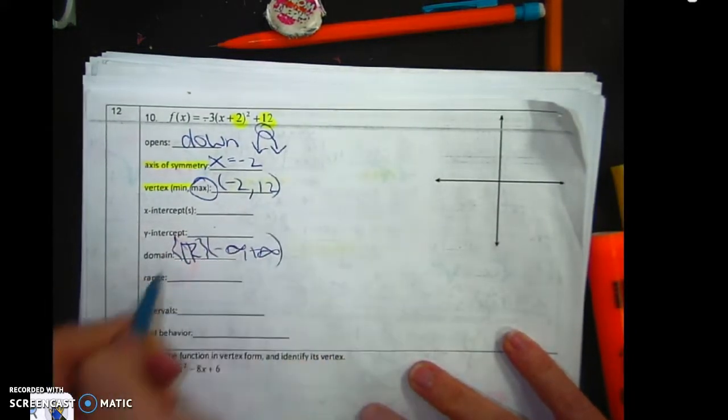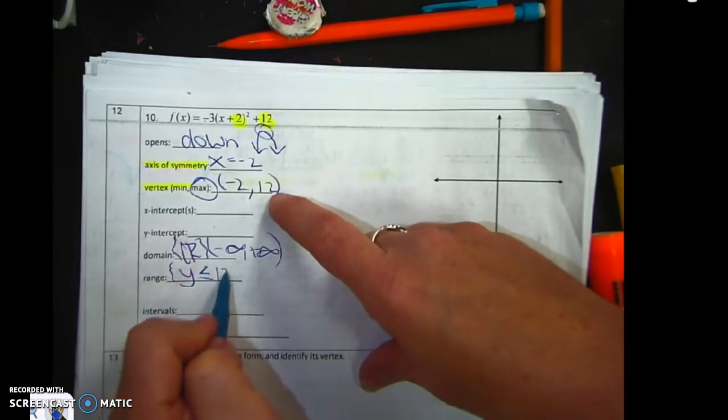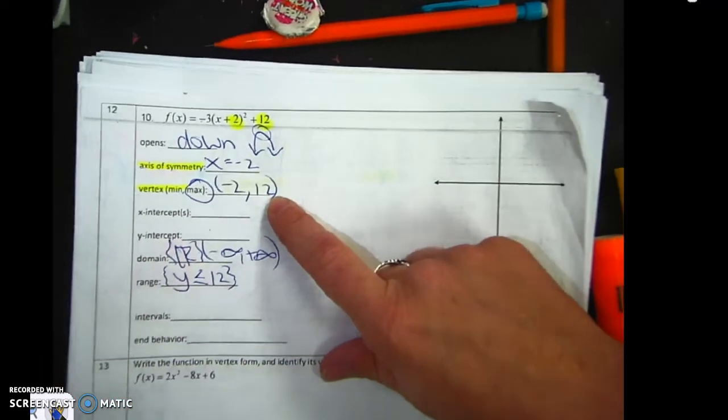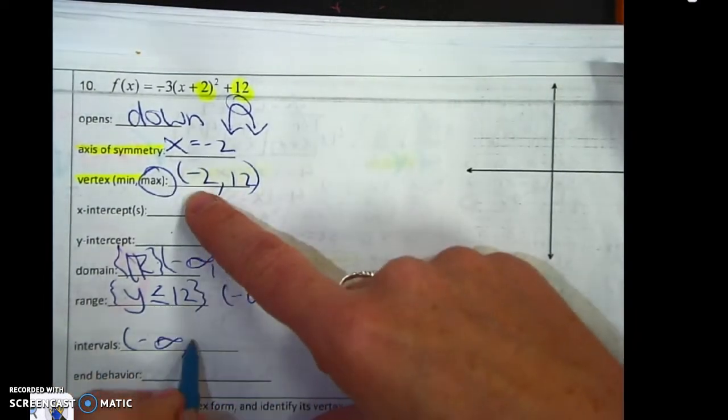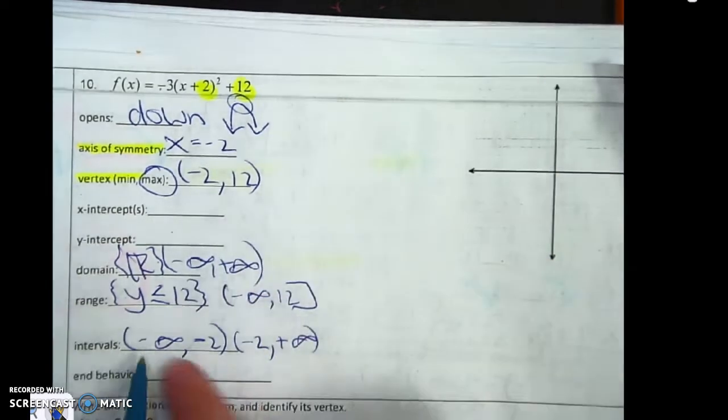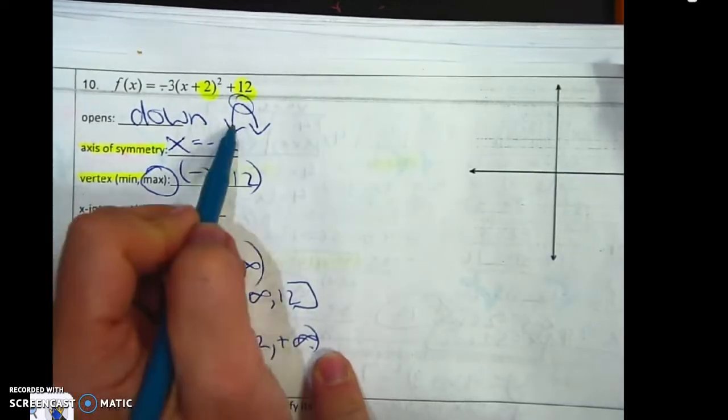Domain, all real numbers, negative infinity to positive infinity. The range, y is less than or equal to the y value. Careful, a lot of you messed up on that on the quiz. And then we've got to go smallest to biggest. Intervals, negative infinity to the x value of the vertex, negative 2, to positive infinity, because it's from negative infinity to positive infinity. Here it's increasing, and then here it's decreasing.